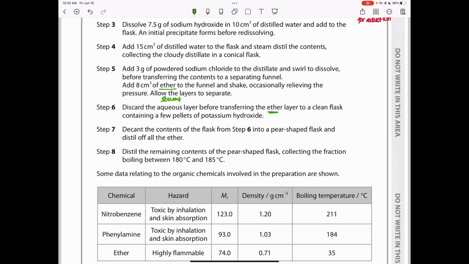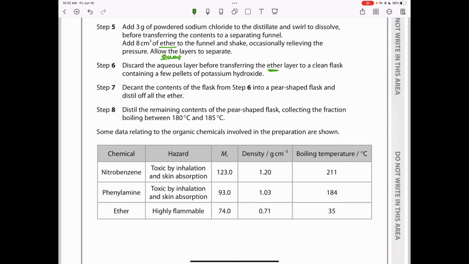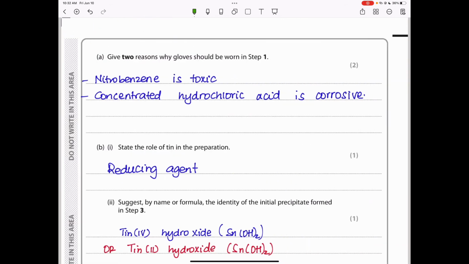of the flask from step 6 into a pear-shaped flask and distill off all the ether. Distill the remaining contents of the pear-shaped flask, collecting the fraction boiling between 180 to 185. So this is the information we have here. They give us the chemical, the hazards, and then the molar mass, the density, and the boiling temperature. So we can go straight to the questions.